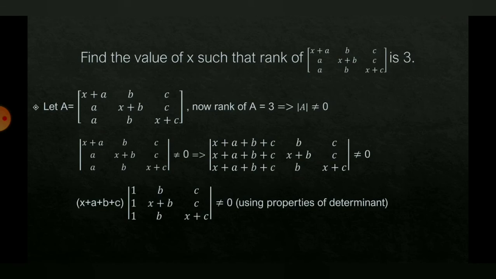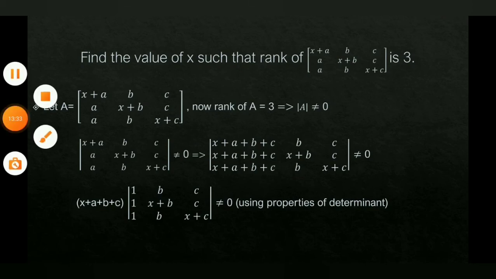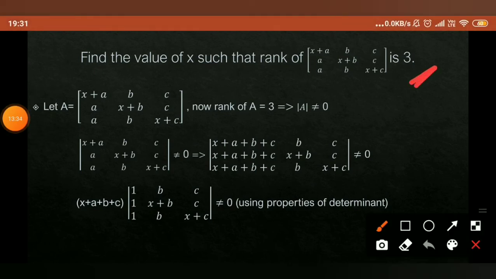Now we look at more complex questions like this one. Find the value of x in a matrix such that the rank of this matrix is 3. Up to now we were finding the rank, but in this question the rank is already given to you. Rank is given to be 3, and what you have to do is find the value of x. So we have to find the value of x such that the rank is 3.